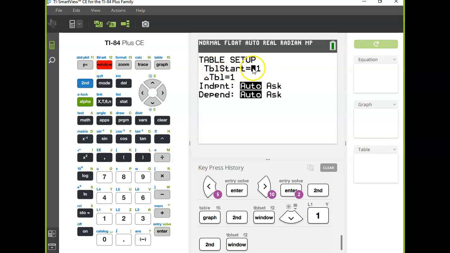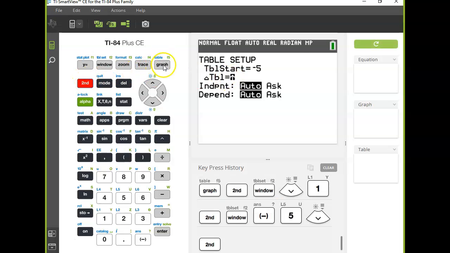The table start is where you want the values to start at. So let's say I wanted to start at -5. That's where the table will start. And then this delta table is the change. If it's a 1, it's going to go up by 1. If it's a 2, it'll go up by 2s. If it's a 5, it'll go up by 5s. So you can always change that if you want.